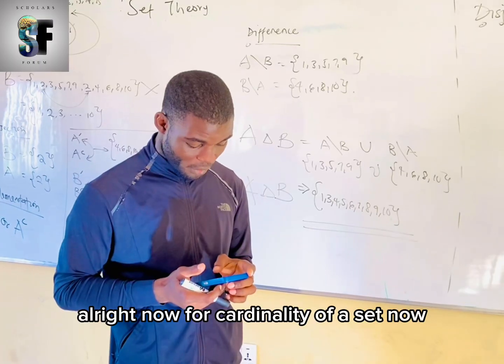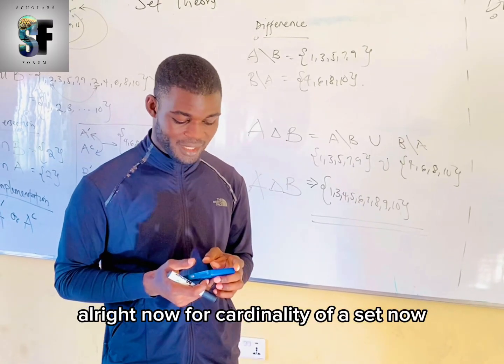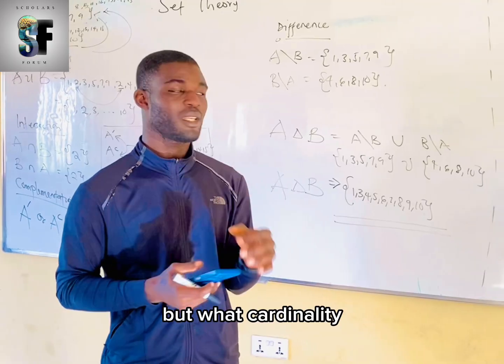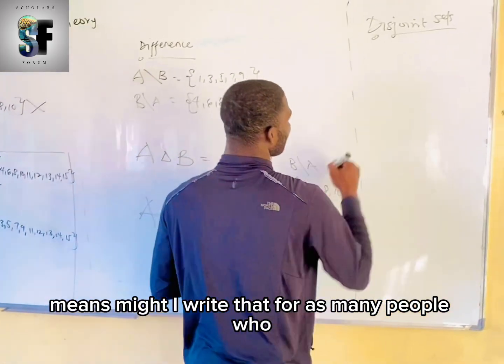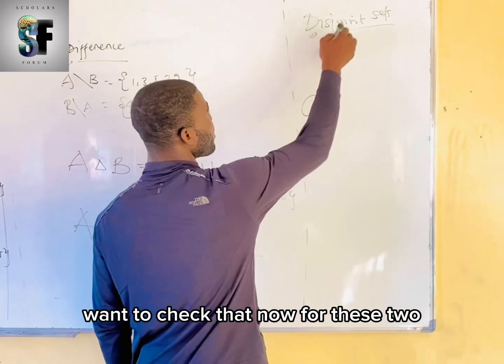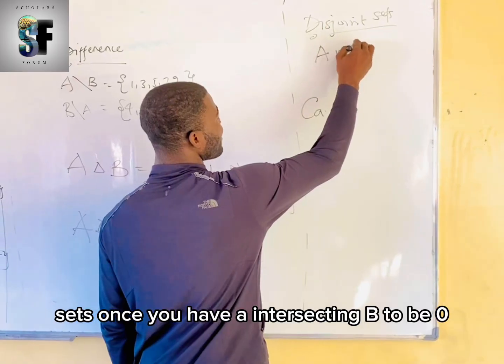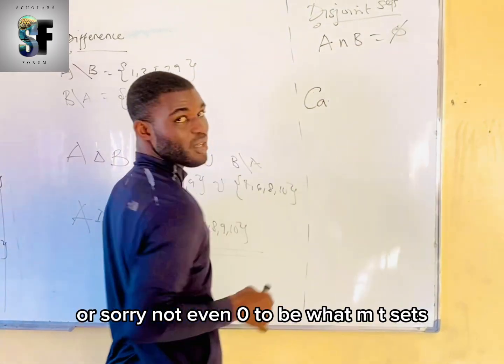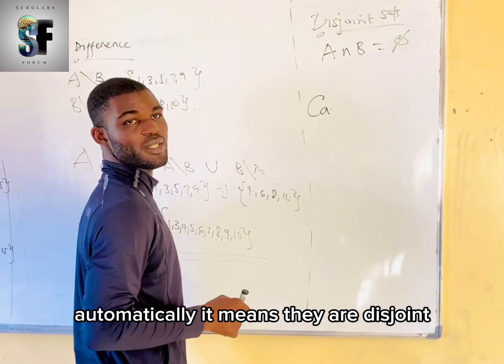Alright? Now for cardinality of a set, now I know that the English is very big, but what cardinality means, now everybody will want to check that. Now for these disjoint sets, once you have A intersecting B to be 0, or sorry, not even 0, to be what? Empty set, automatically it means they are disjoint sets.